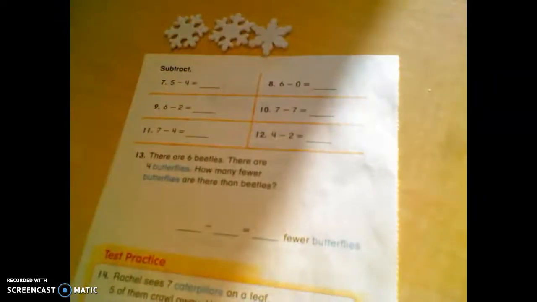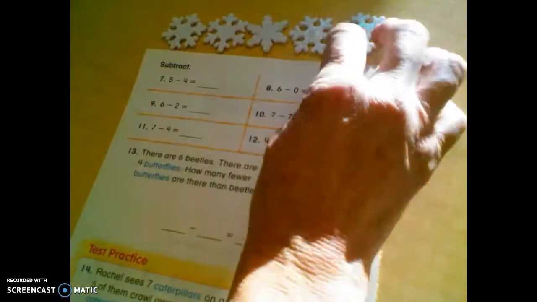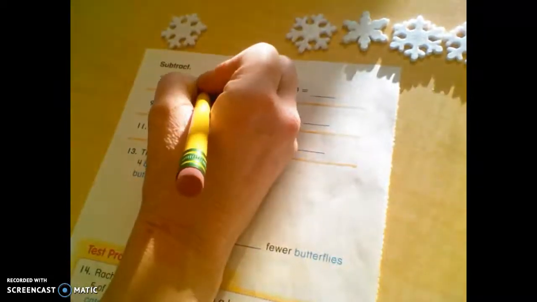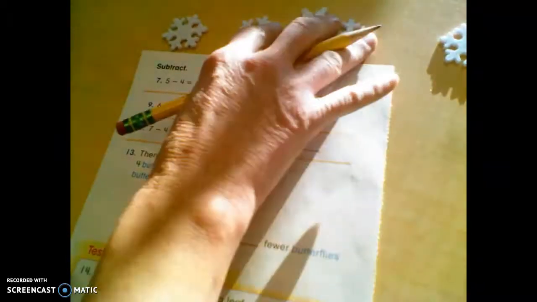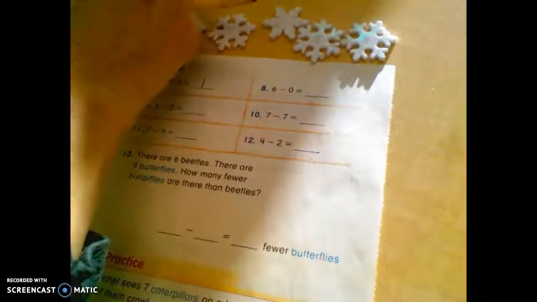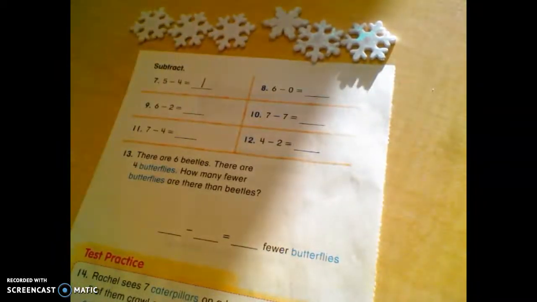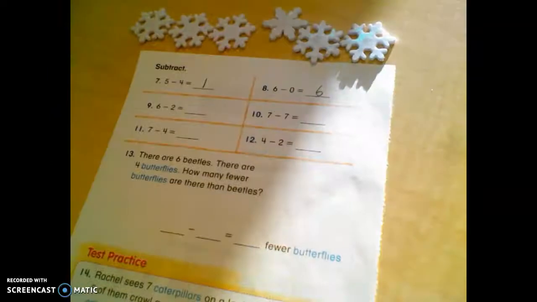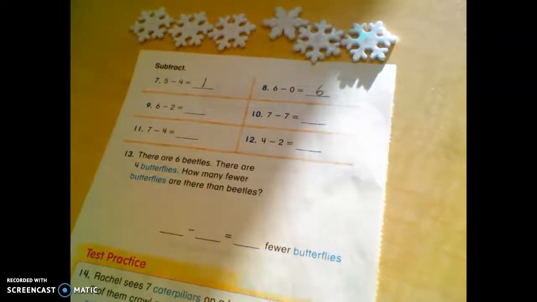All right, so now let's turn over our page, and we have some more problems that we can still use our snowflakes with. So here at the top, we are going to do 5, take away 4. 1, 2, 3, 4, 5. All right, take away 4. 1, 2, 3, 4, and we have 1 left. All right, number 8 is 6, so I'm going to add 1 more snowflake. 6, and it says take away 0. Well, if I don't take anything away, I still have 6. All right, number 9, 6 take away 2.